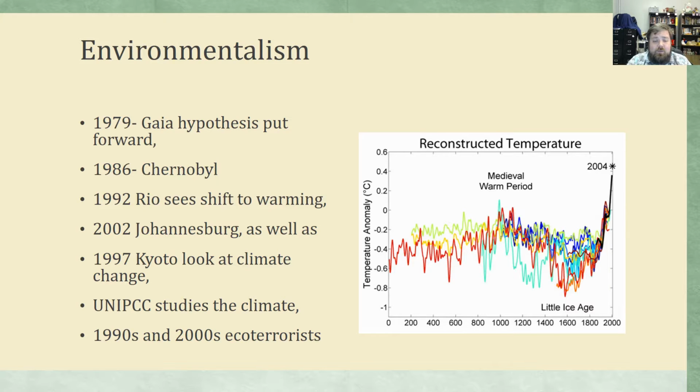In 1997, we see the Kyoto Protocol come into effect, which is an attempt at top-down climate action from the UN. In 2002 in Johannesburg, there's a big conference there.